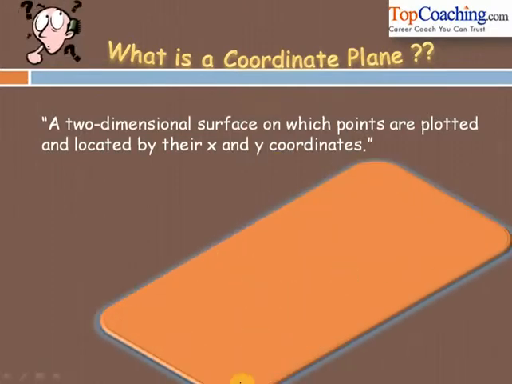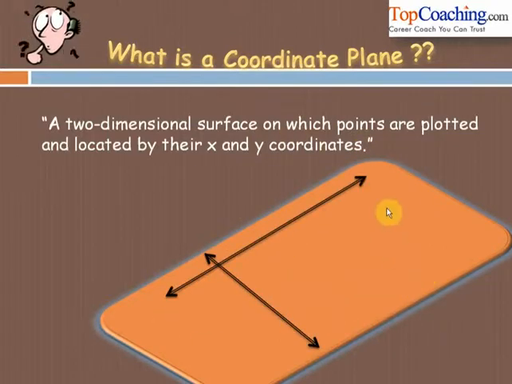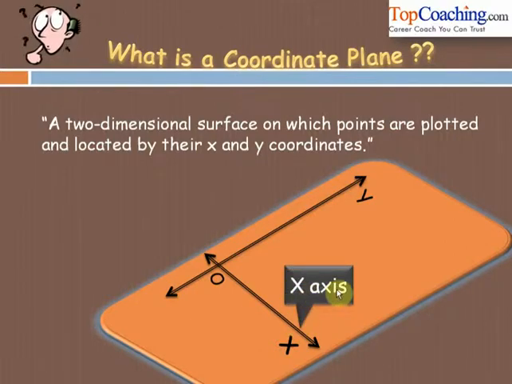So this is a two-dimensional surface and it extends infinitely. So this is a coordinate plane. Now we have two lines on this plane. This line is known as the x-axis, which is the horizontal line, and also we have a vertical line. This line is known as the y-axis. Now you may see this is a point where the x-axis and the y-axis intersect, and this point is known as the origin, and we represent it by O. So now this is known as the x-axis and this is the y-axis.